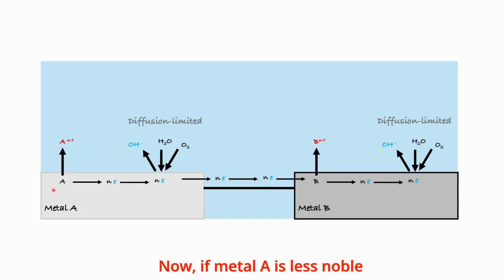Now, if metal A is less noble than metal B, the electrons generated by the oxidation of metal A could be consumed by the cathodic reactions occurring on metal A. However, some of these electrons may also travel to metal B and be consumed by the cathodic reactions on its surface. It might be that, for example, the oxidation of metal A is much easier than that of metal B due to their differing practical nobilities.